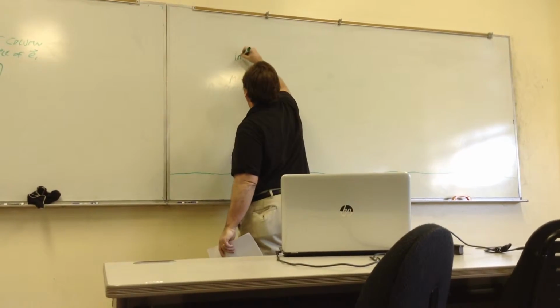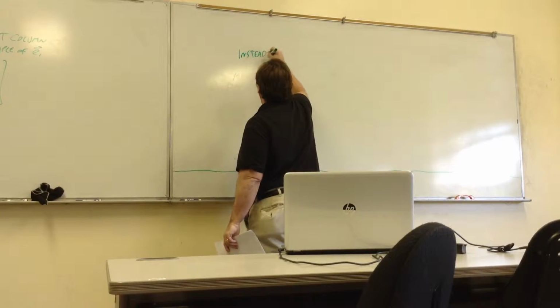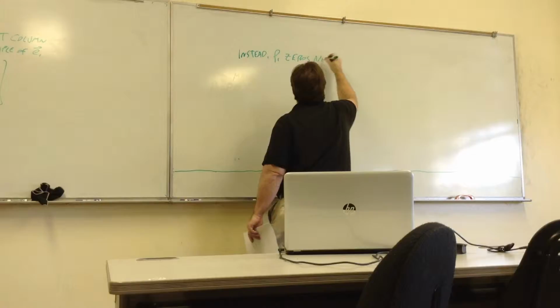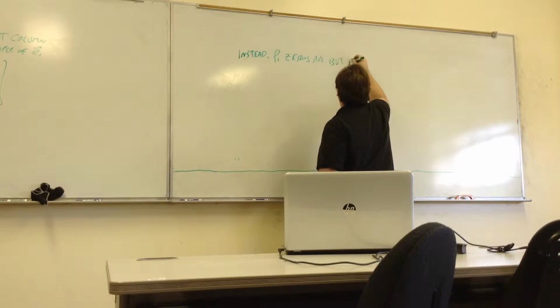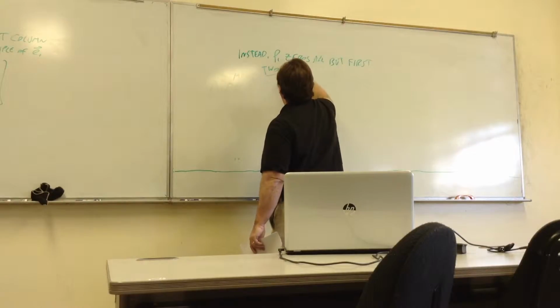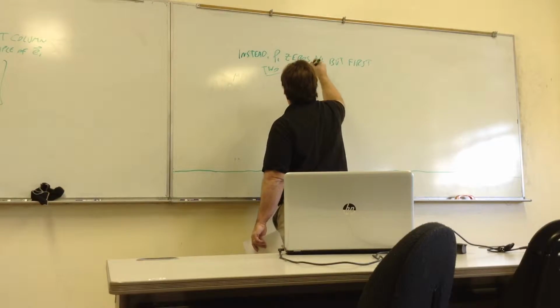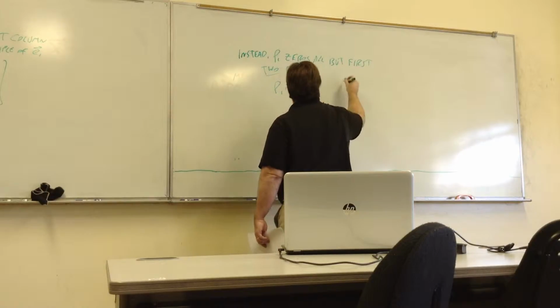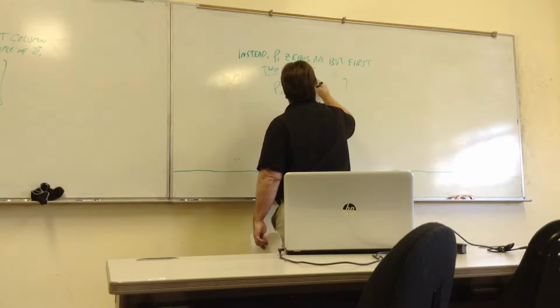So instead, P1 zeros all but the first two entries in the first column of A. So P1A is now going to have two non-zero entries.